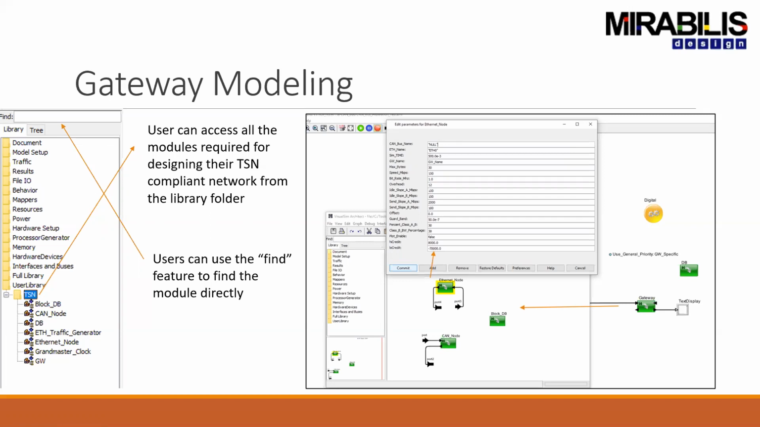First and foremost is you can see the libraries on the left-hand side. These libraries are utilized in the model by dragging and dropping them and instantiating them within the model. And each one of these library components, for example, you can see the Ethernet node has a specific and unique set of parameters. Similarly, other modules like CAN bus or gateway would have their own set of parameters.